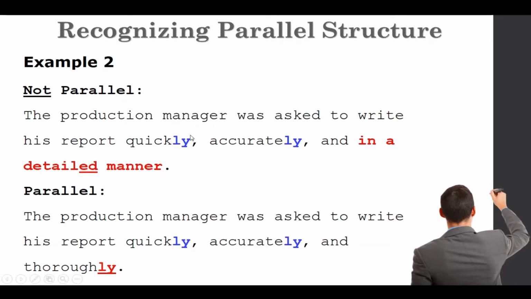Look at this one. Now this one has the ly, the adverbs. The production manager was asked to write his report quickly, accurately, and in a detailed manner. So I actually have two lys or two adverbs, and then suddenly at the end I have a passive verb. So that breaks the parallel structure of the sentence. The correct way would be this one. The production manager was asked to write his report quickly, accurately, and thoroughly.